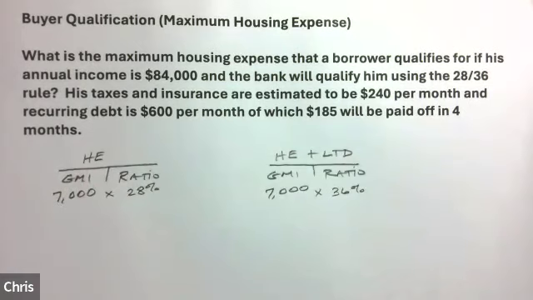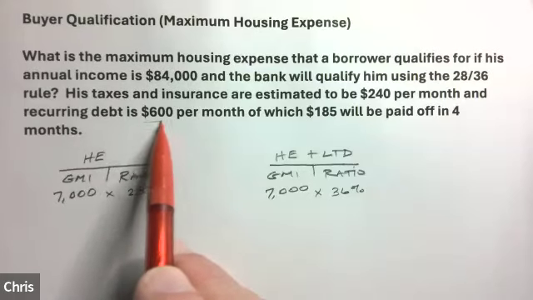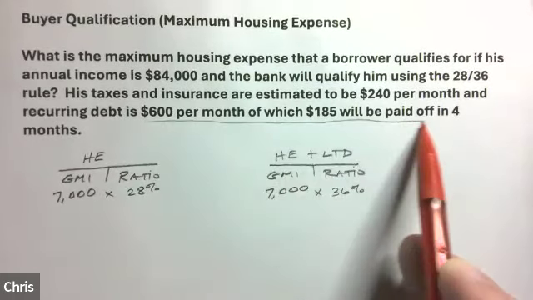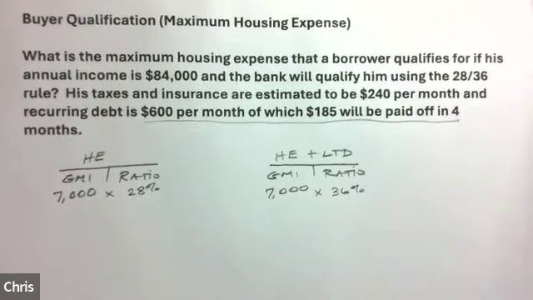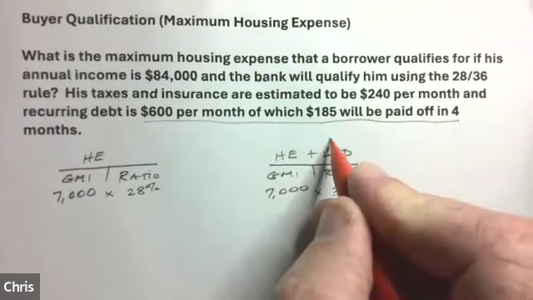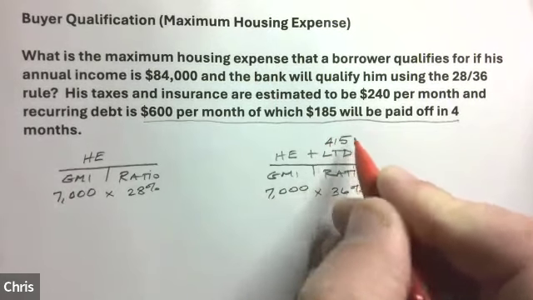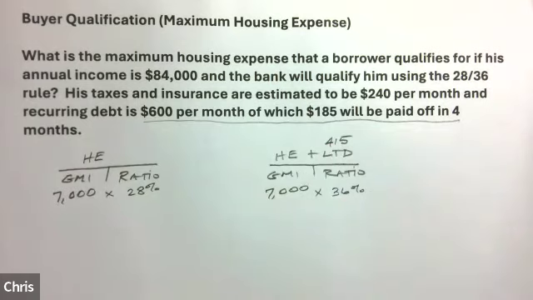His recurring debt is $600 per month, but look at this. 185 will be paid off in 4 months. I don't know if you remember from the previous video, but we said anything less than 6 months, we're just going to subtract it out. So his long-term debt, instead of being 600, ends up being only 415, which is 600 minus 185. Okay, now we're right back to where we were earlier. All of our numbers are plugged into place. So now we just have to trust our calculator.